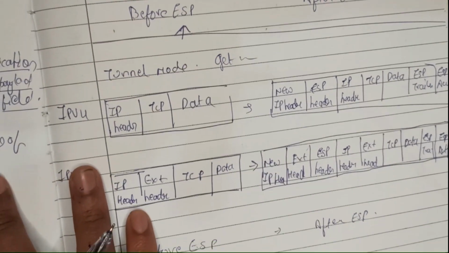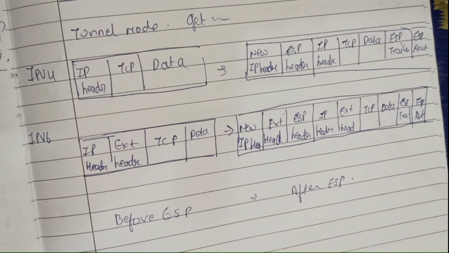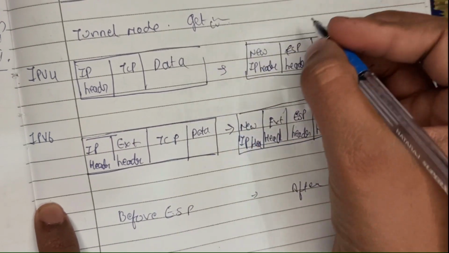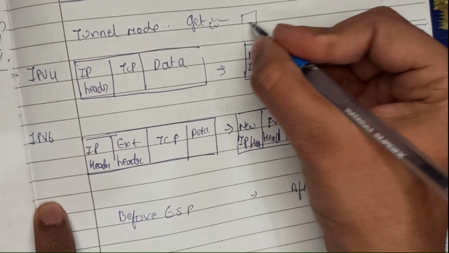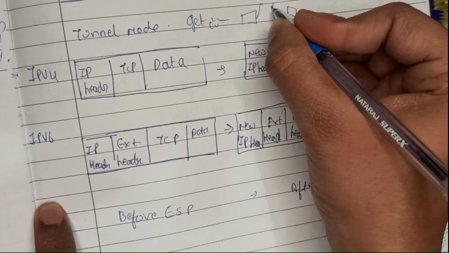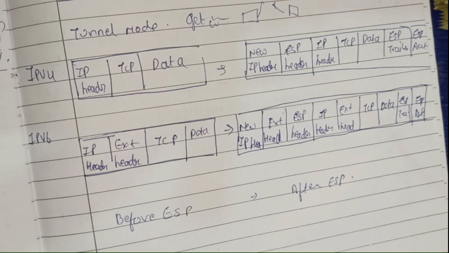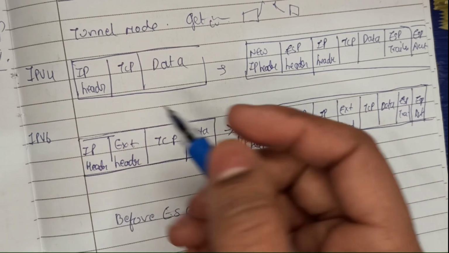Now let's understand how it works in tunnel mode. In tunnel mode, it is gateway to gateway communication. As I gave you the example, when you pay, it redirects you to the next gateway. So it should be very secure because you are sending money. Sending money is again a type of data, you are sending some sort of data.